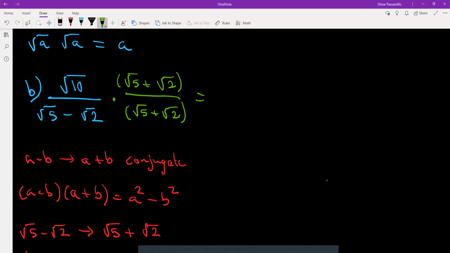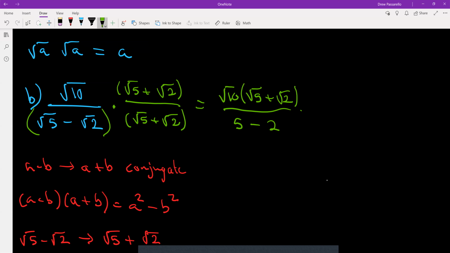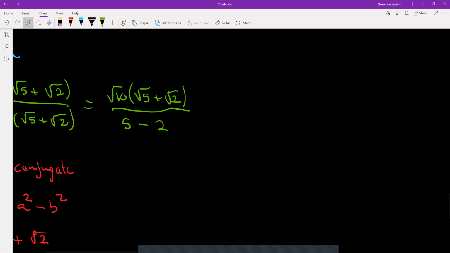And I did this stuff down here. So when I multiplied these two together, that gives me square root of 5 squared, which makes the square root sign go away. So it gives me 5, and then minus the square root of 2 squared. And that gives me just minus 2 because the square root sign goes away. And up top, I'm just going to write square root of 10 times parentheses square root of 5 plus square root of 2, just for now. So 5 minus 2 is 3.